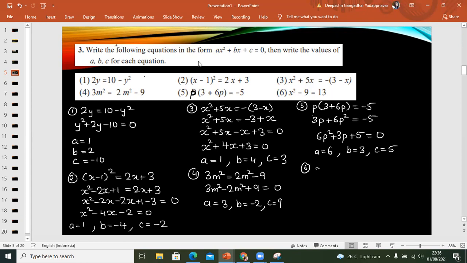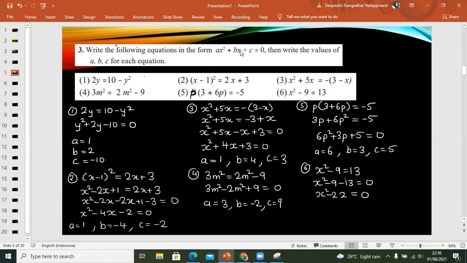Sixth question, x² - 9 = 13. Bring this 13 to the left, it will become negative 13 equals 0. x², negative 9, negative 13, what will be the answer? 9 plus 13 is 22, so negative 22 equals 0.